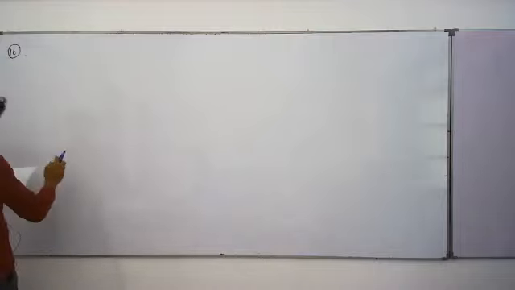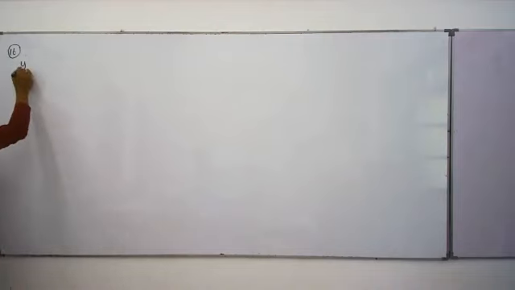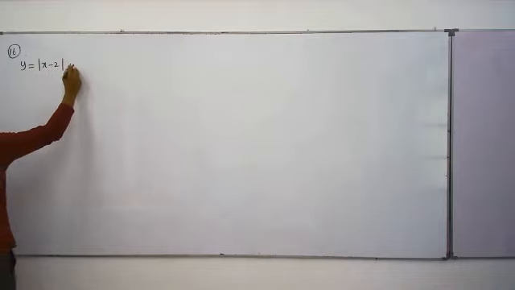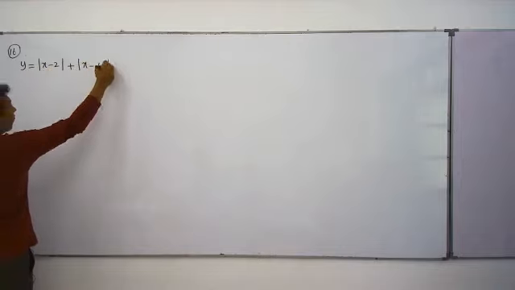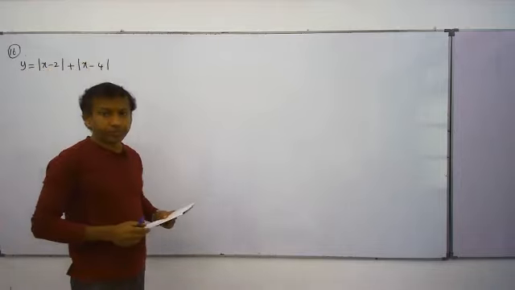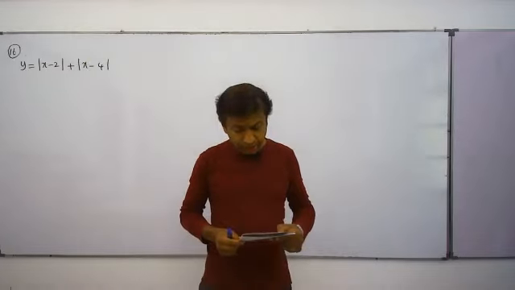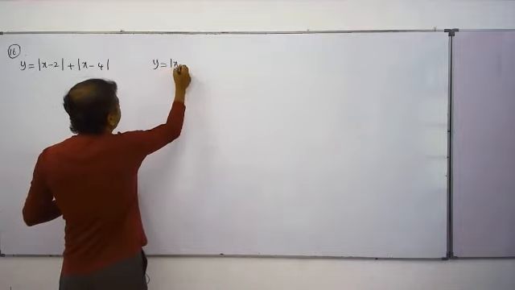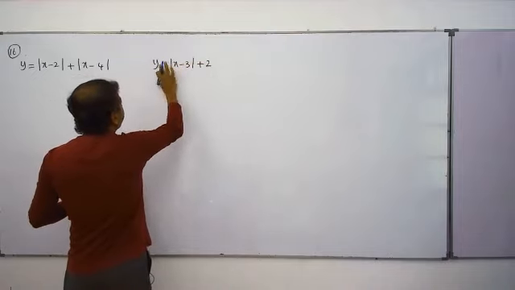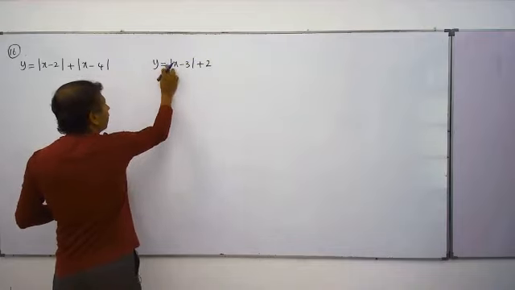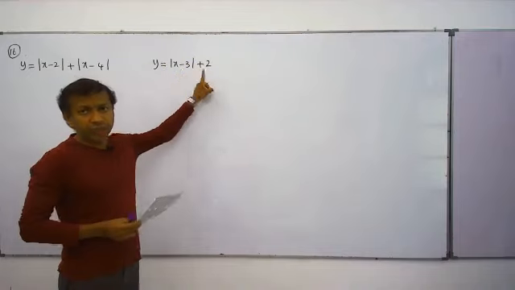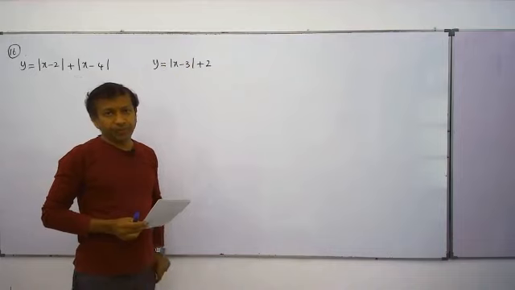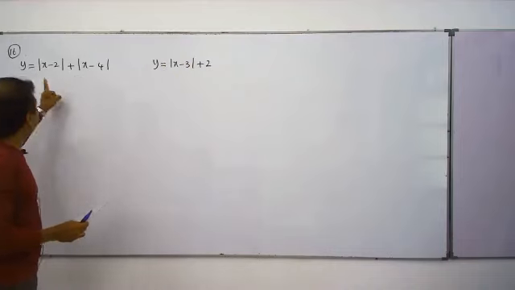It is this. First one is y equals mod x minus 2 plus mod x minus 4. This graph we have to draw. Secondly, the graph is y equals mod x minus 3 plus 2. Yeah, this graph very easily you can draw, people. How? Mod x graph we shift rightward by 3 units and take upwards by 2 units. That's much easier, right? We'll draw this one.